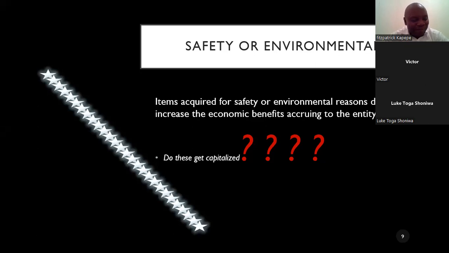Safety or environmental? The question that I'm asking, first: items acquired for safety or environmental reasons don't directly increase the economic benefits according to the entity. We know that if you have a fire extinguisher at your office, does it actually increase the economic benefits to the entity? It doesn't, does it? It's just there idling. But you see why you have it. In an event that your assets are threatened, you go and use that particular asset to extinguish fire.